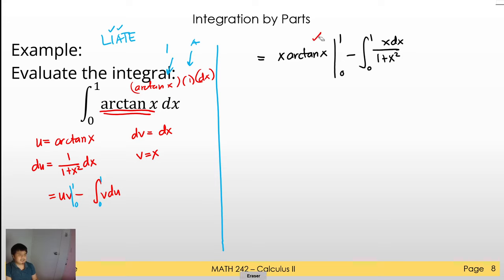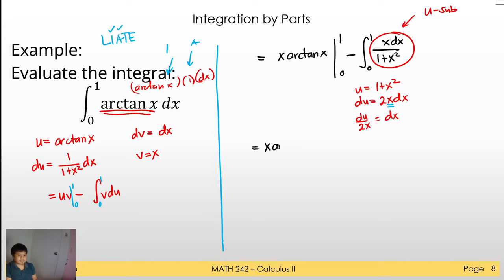Okay, so we can evaluate this definite integral already, no? But how about this? We can integrate this integral using u substitution. As you can see, if we let u be equal to 1 plus x squared, then its derivative will be 2x dx. We have an x variable here, so probably you can cancel this x. Therefore, dx is equal to du over 2x. Okay, so let's rewrite this again.